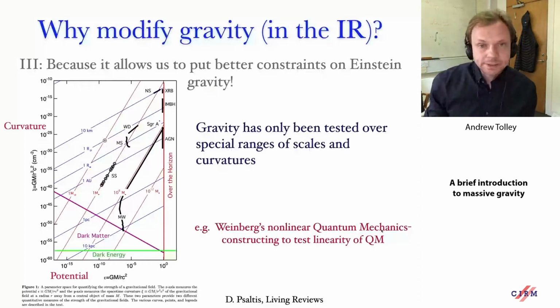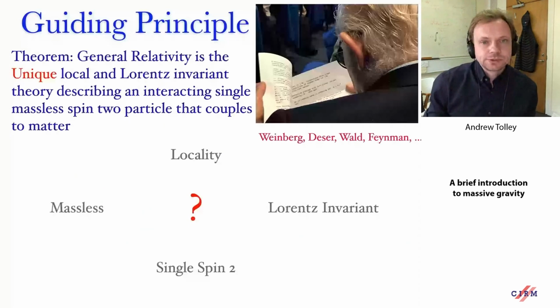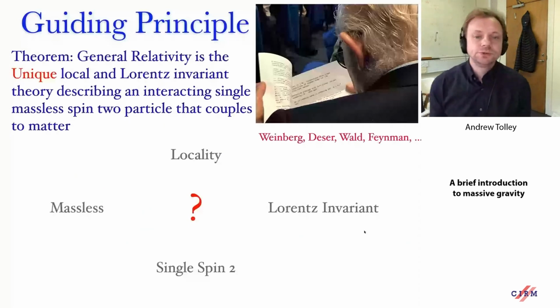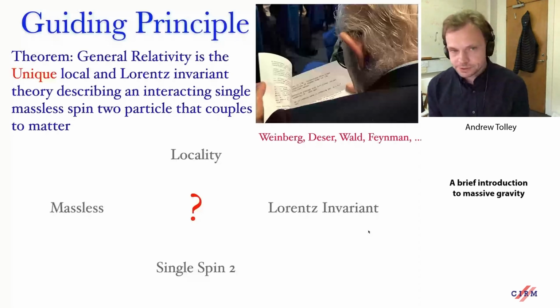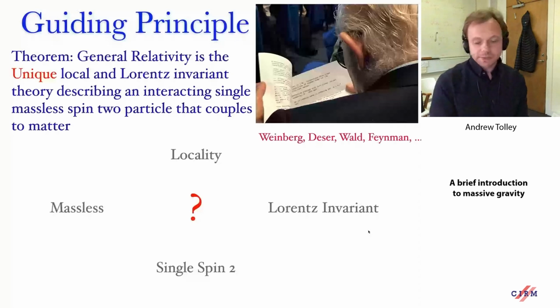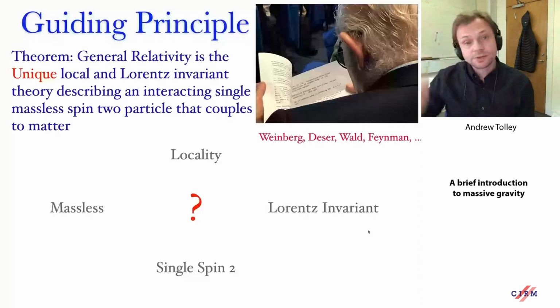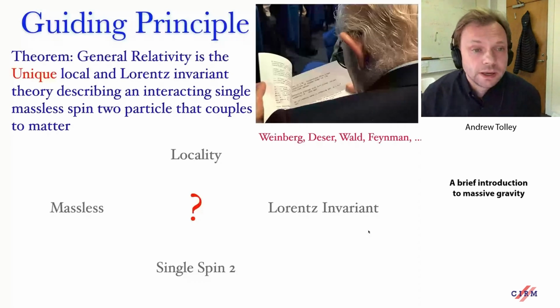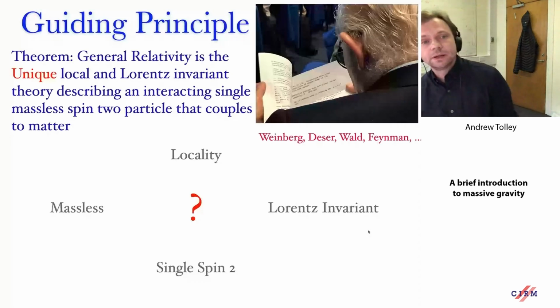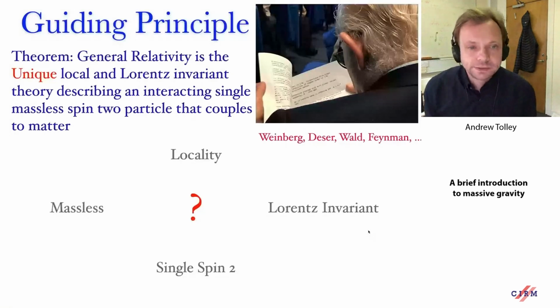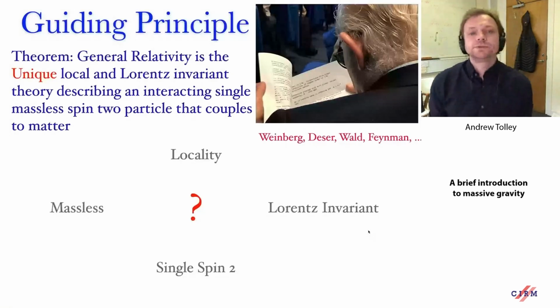Now, the guiding principle as far as this talk is concerned is to think, if we're thinking about modifications to general relativity, it's helpful to understand what makes general relativity special. And the perspective, the emphasis, which is important for that, is that it is the unique local and Lorentz invariant theory describing an interacting single massless spin-2 particle that couples to matter.